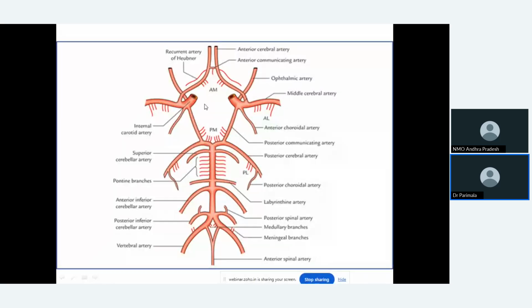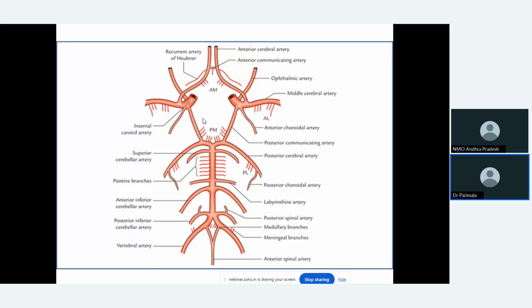Write about the blood supply of brain. So the first heading will be arterial supply. The arterial supply of the brain is by circle of Willis. Second point, formation of circle of Willis is by internal carotid and vertebral system. Third point.